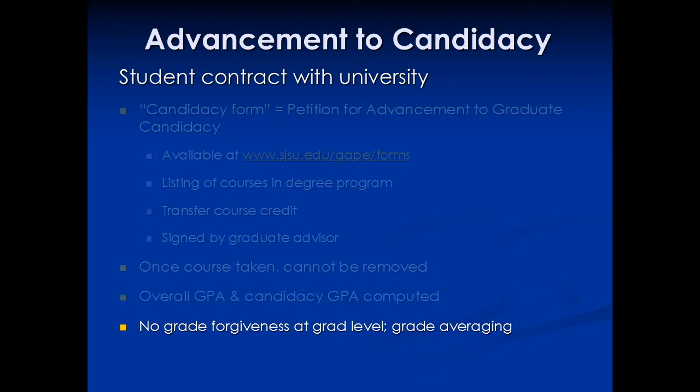So if you fail, what do you do? You take the course again. Our minimum requirement for the graduate school is that you get a C in every course. Some programs will require you to have higher grades than that for every single course.